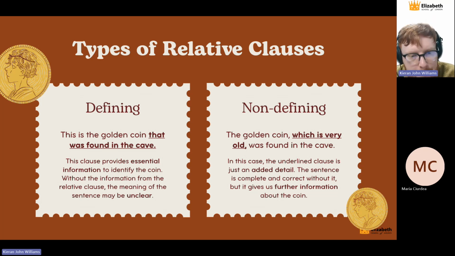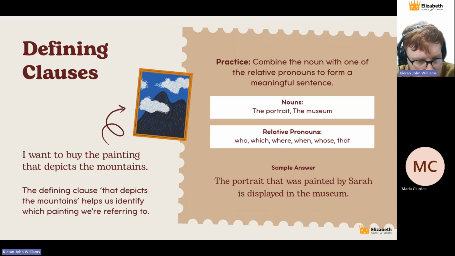Right, so let's look at these 2 in a bit more detail. We're going to begin with the first one, the defining relative clause. Okay. So there is an example here on the left. I want to buy the painting that depicts the mountain. The relative clause here is that depicts a mountain.